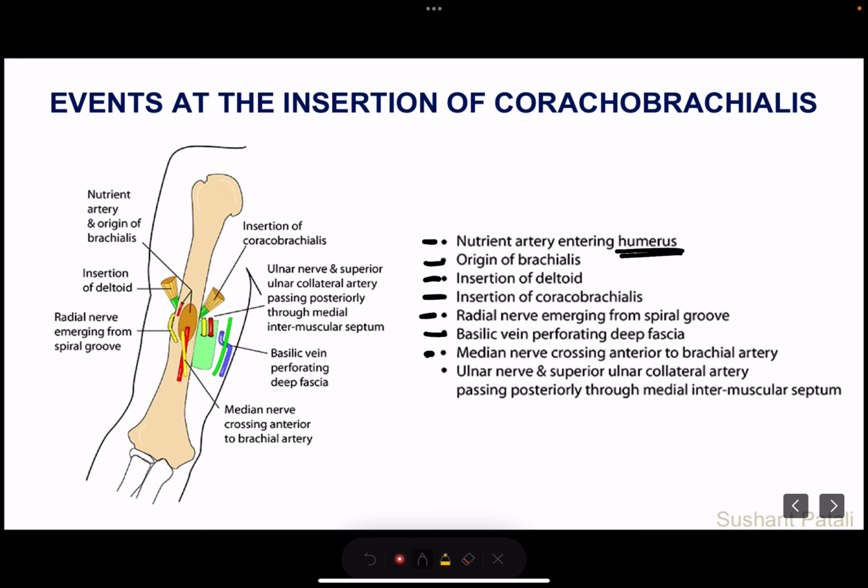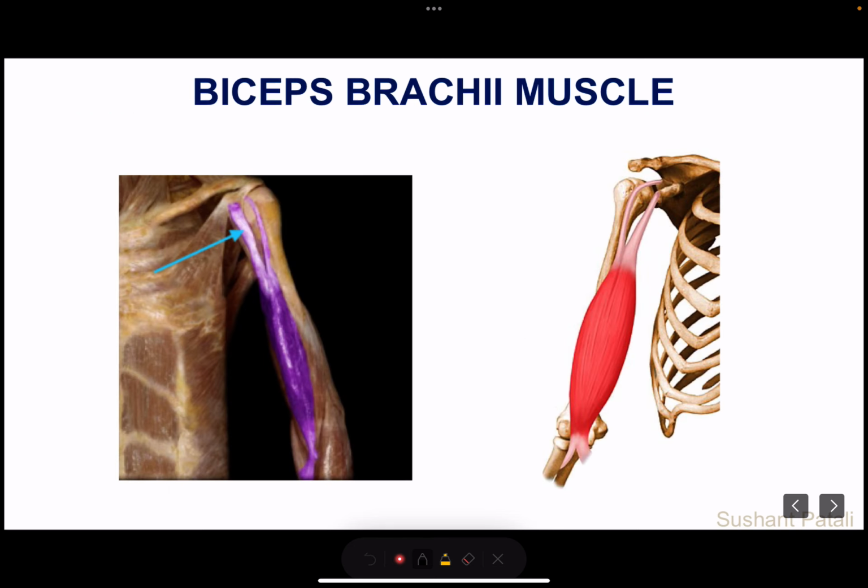So that happens. Also, we have the ulnar nerve and the superior ulnar collateral artery piercing the medial intramuscular septum, and passing posteriorly through it. So after piercing the medial intramuscular septum at the level of insertion of the coracobrachialis, the ulnar nerve and the superior ulnar collateral artery pass to the posterior compartment of the arm. So these are the various events that take place at the site of insertion of the coracobrachialis muscle.